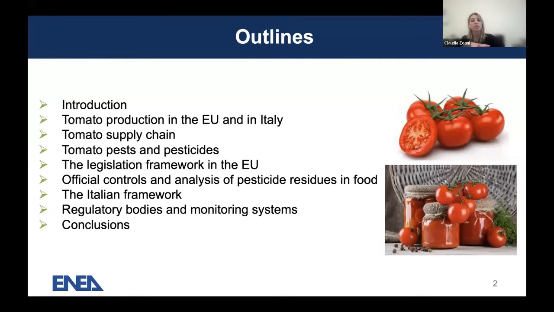Then we will examine the legislation framework, first of all at the level of the European Union, talking also about official controls and analysis of pesticide residues in food. And further, we will move to examine the Italian framework and how this legislation framework and control and procedures are implemented in Italy, specifying also the regulatory bodies and the monitoring system in Italy. And finally, we will move to some conclusion.